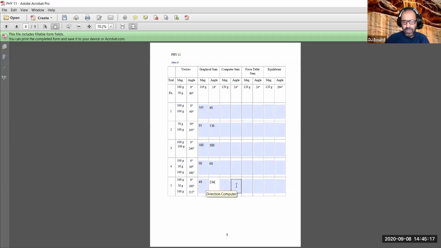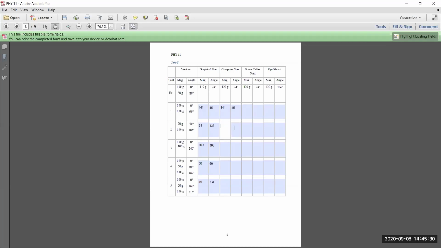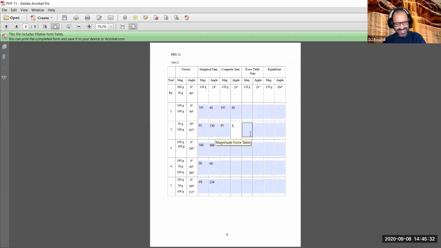Now we're ready to go to the equilibrant in here. Oh, I'm sorry, I put them in the wrong fields. All of these numbers should be shifted into the computer sum. So this is 100, 300, and this is 50, 60, and this is 49, 234. That was too much in here. This is reserved for later, when you do the vector sum with the ruler.